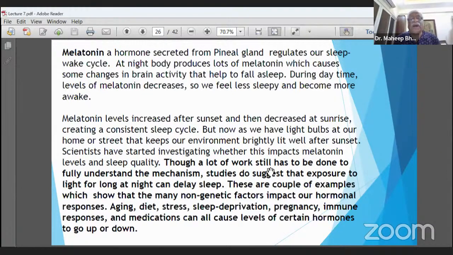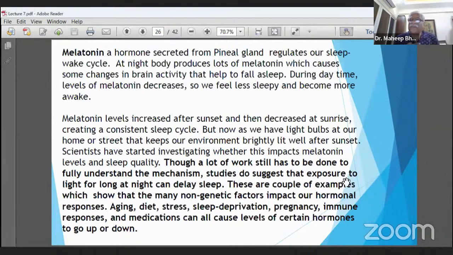Melatonin is a hormone which is produced at night, and it causes some changes in brain activity that help us fall asleep. But during daytime, the level of melatonin decreases, so we feel less sleepy and become more awake. Melatonin level increases after sunset and then decreases at sunrise. And therefore, it is responsible for regulating the cycle known as the sleep cycle.